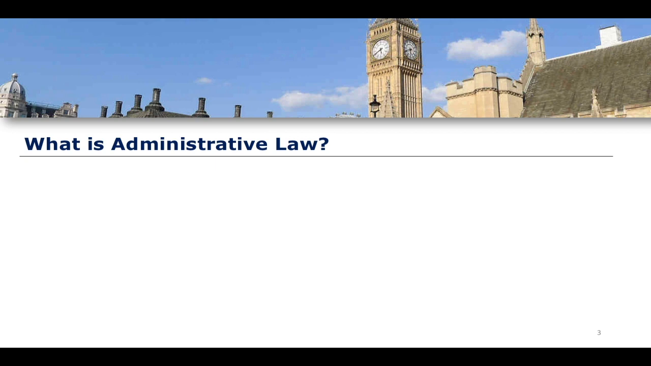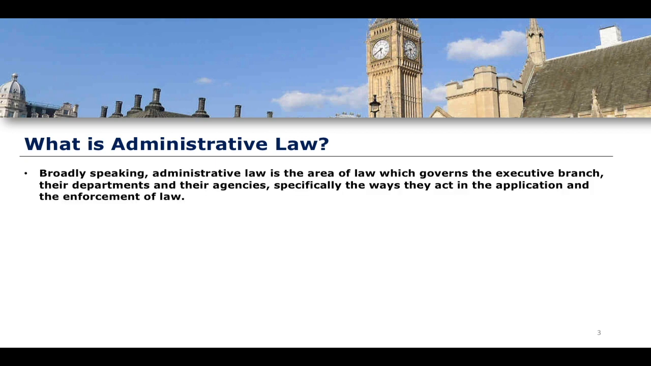So what is administrative law? Well, broadly speaking, it is the area of law which governs the executive branch, their departments, and their agencies, specifically the ways in which they act in application of and in the enforcement of the law. Now, administrative law is an area of law that is broad and all-encompassing in and of itself, and it is probably likely that in the future we will do a series of lessons specifically talking about administrative law.